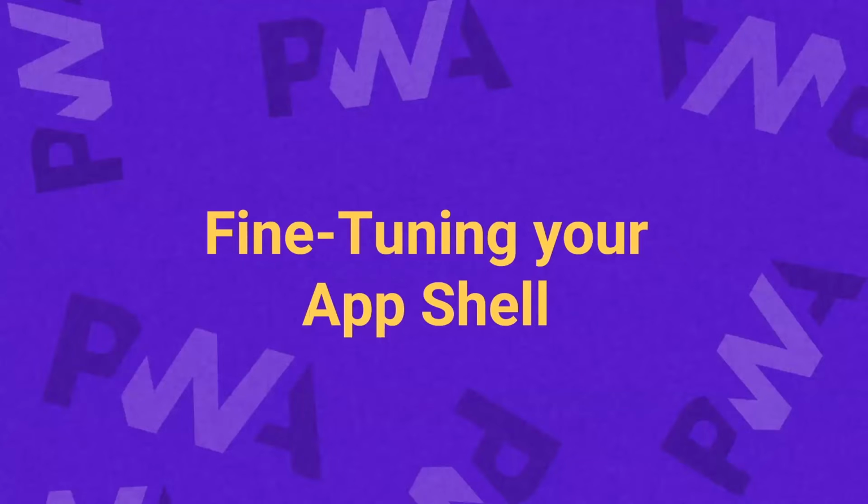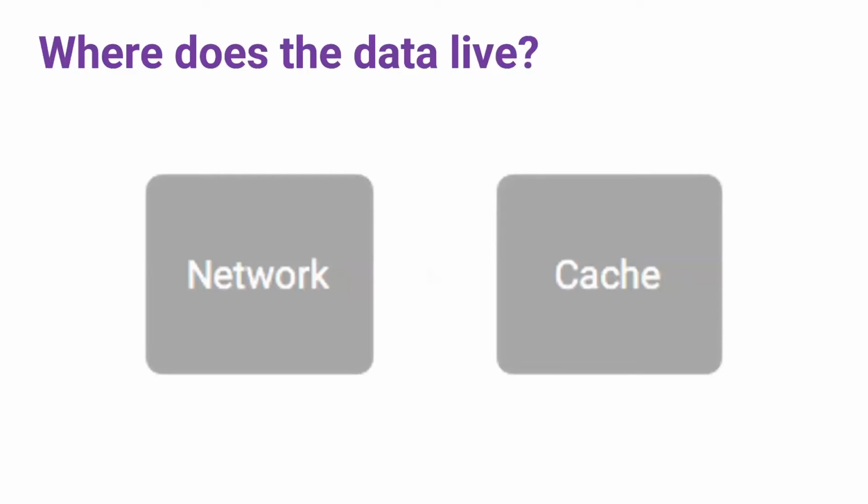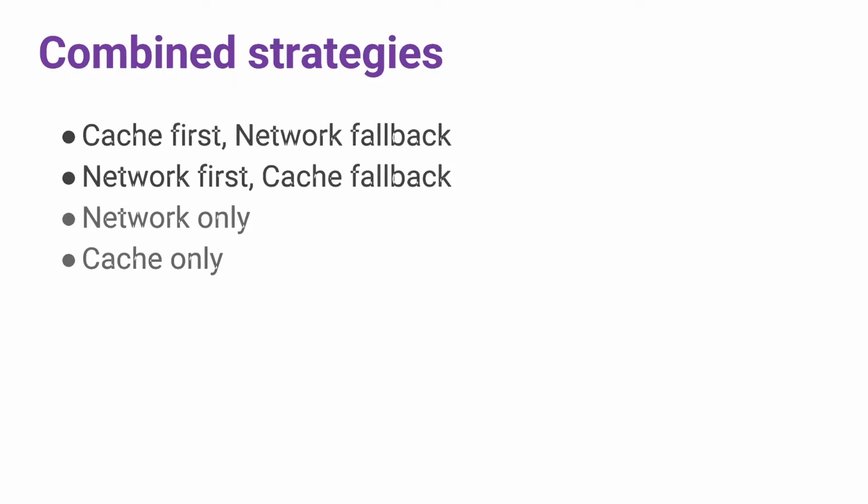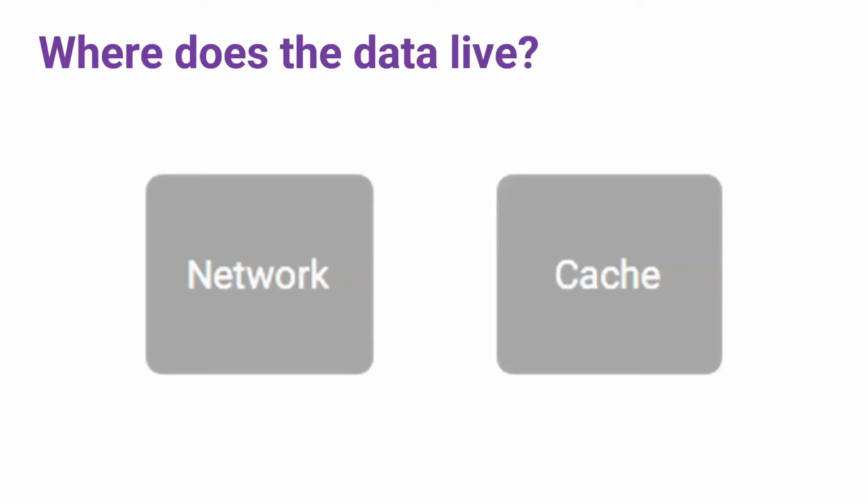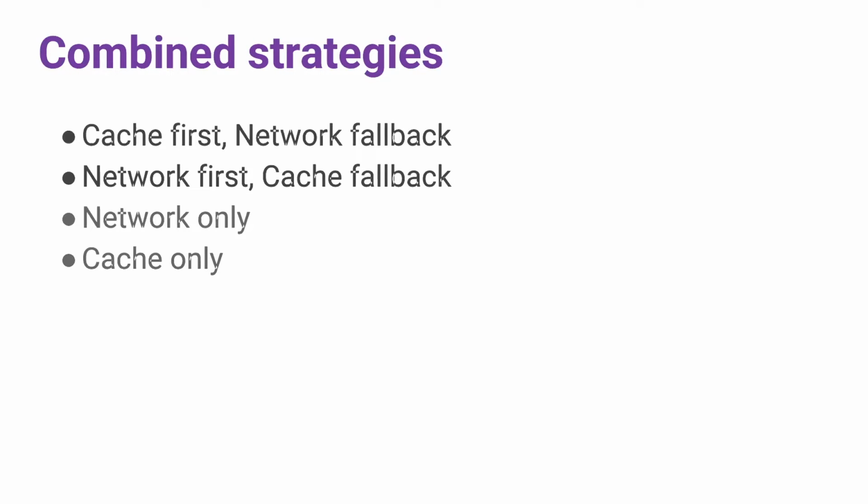Fine-tuning your app shell. We decide where the data lives. Normally, it lives in the cache or in the network. Or basically, we can combine the two methods, cache and network, to live in both, so we can have a better strategy. Okay, combined strategy: we can use cache first and network fallback if the cache fails.